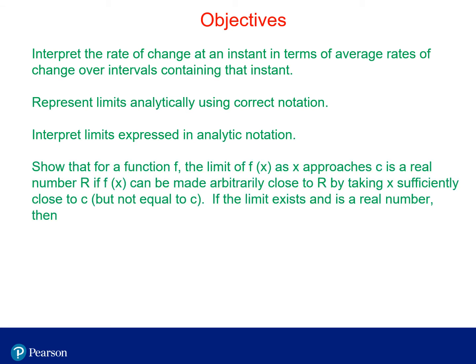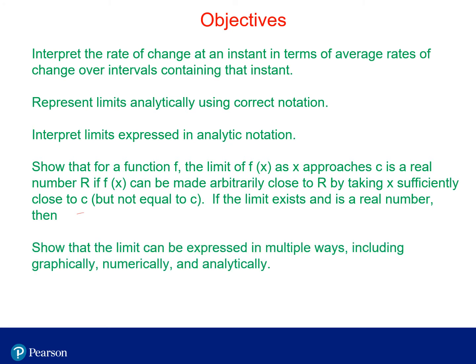Show that for a function f, the limit of f of x as x approaches c is a real number r if f of x can be made arbitrarily close to r by taking x sufficiently close to c, but not equal to c. If the limit exists and is a real number, then show that the limit can be expressed in multiple ways, including graphically, numerically, and analytically.